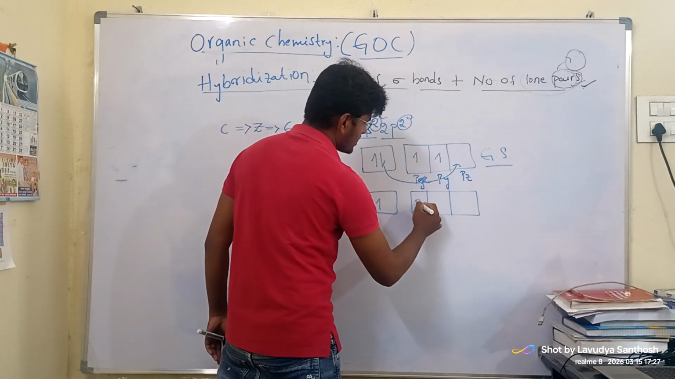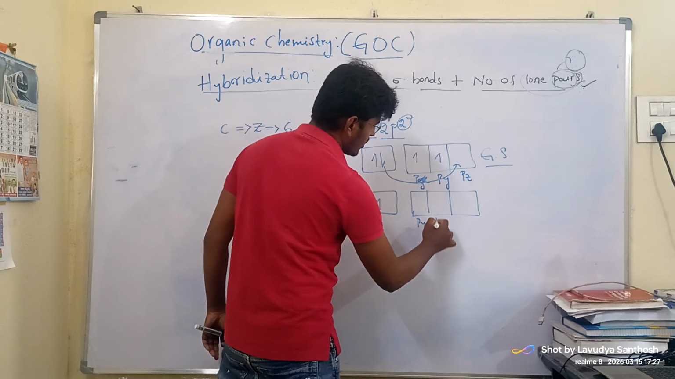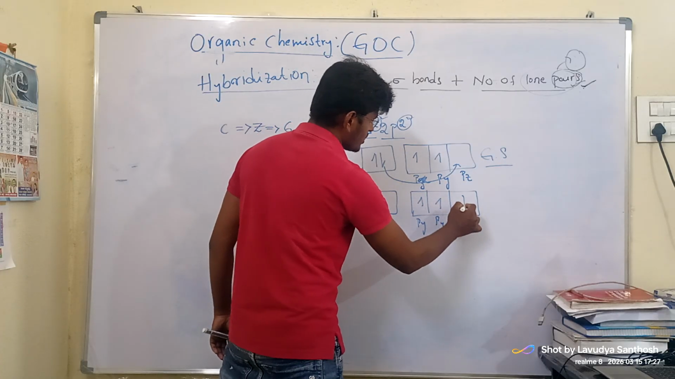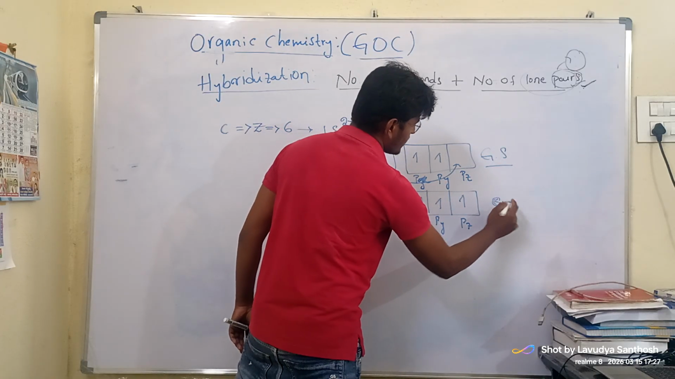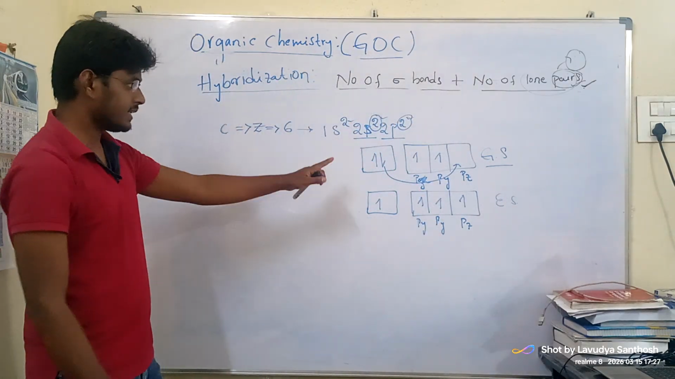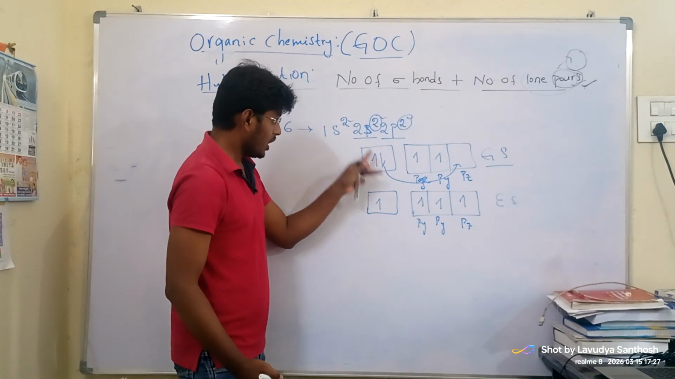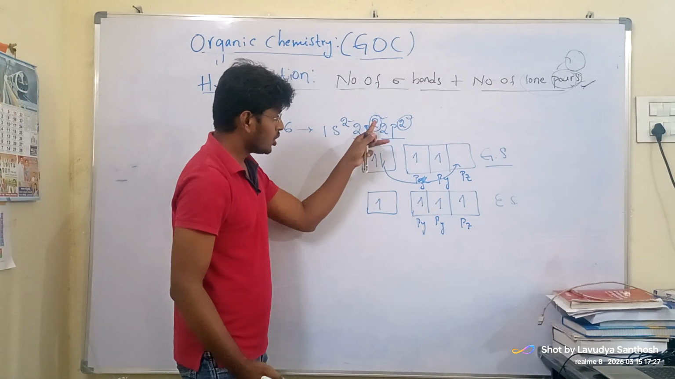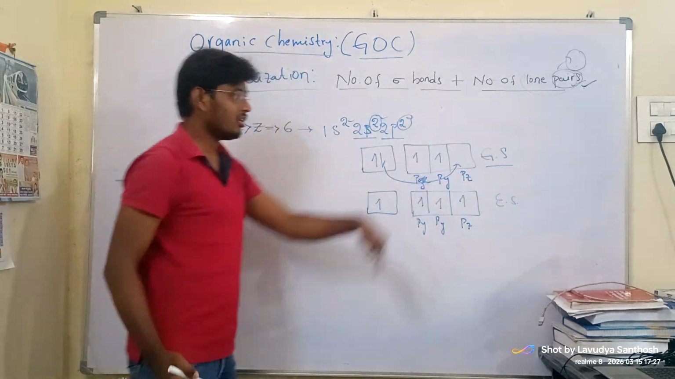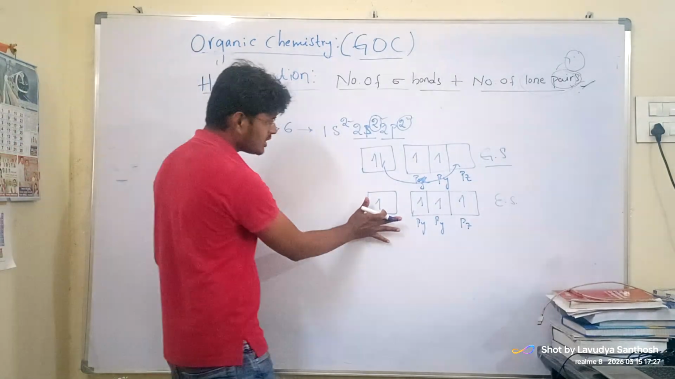Now px, py and pz. Okay, this is the excited state configuration. Now you see, one electron has migrated from the 2s orbital to the 2pz orbital. Now we see, this is free.